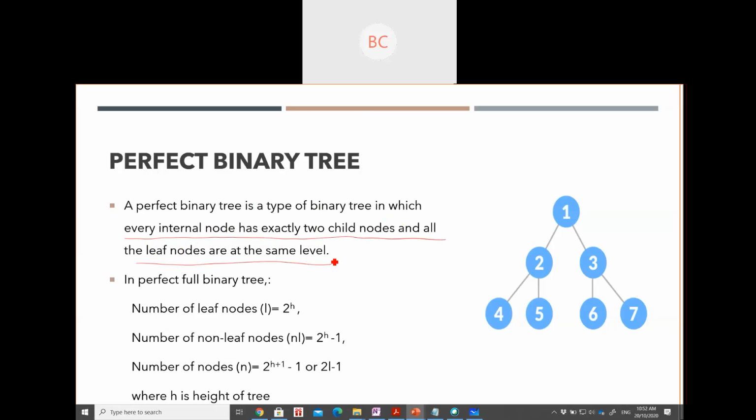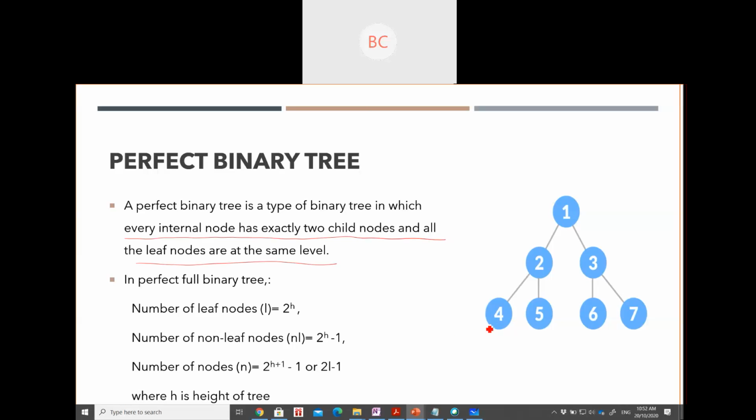Remember, in case of complete and full binary tree, it was not important that all leaf nodes will be at the same level. For the full binary tree, the condition was either two or none. And for the complete binary tree, it can have maximum two, it can have one child too. But in case of perfect binary tree, like the ideal one, all the nodes will have exactly two and all the leaf nodes will be at the same level.